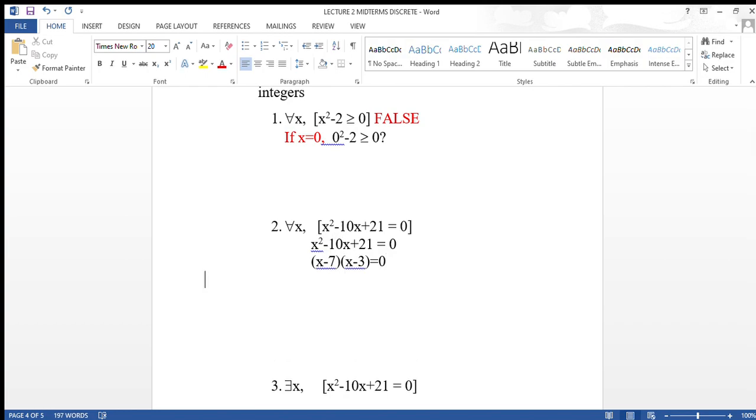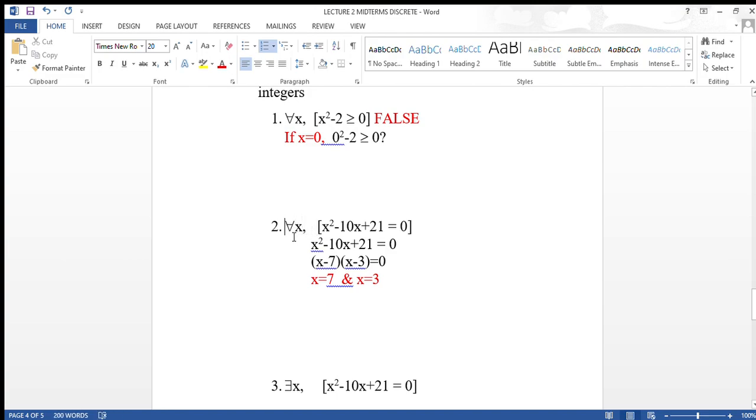And then from there, this gives us x equals 7 and x equals 3. So what does this mean? This line tells us that only x equals 7 and x equals 3 will satisfy this quadratic equation, x squared minus 10x plus 21. But the universal quantifier here is for all.